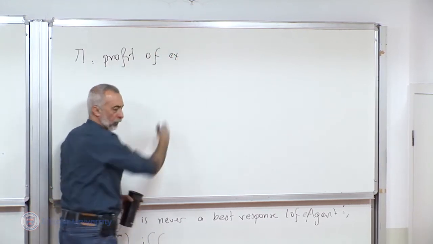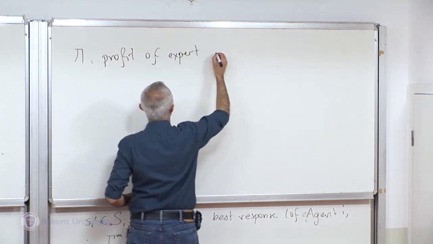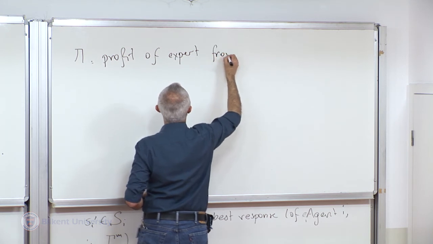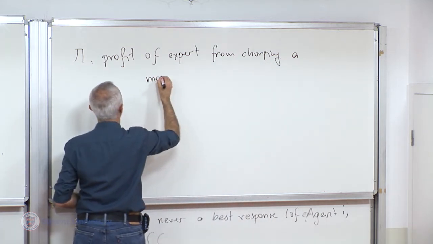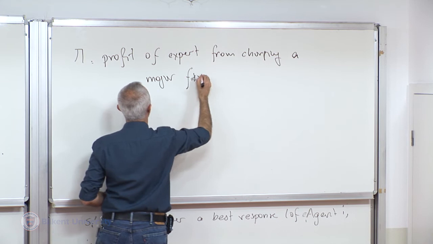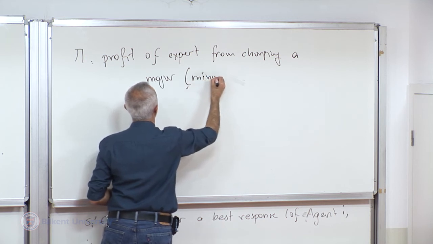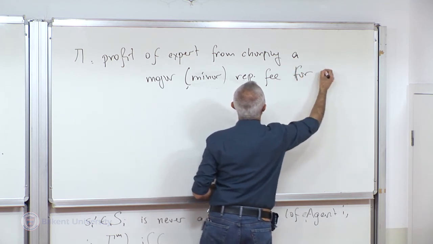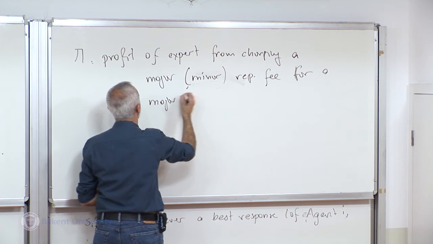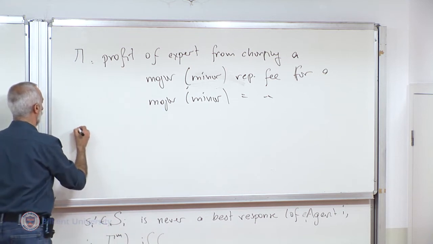Of expert, yeah, he calls it expert. From charging a major repair fee for a minor repair fee. Okay. And we'll use pi prime.